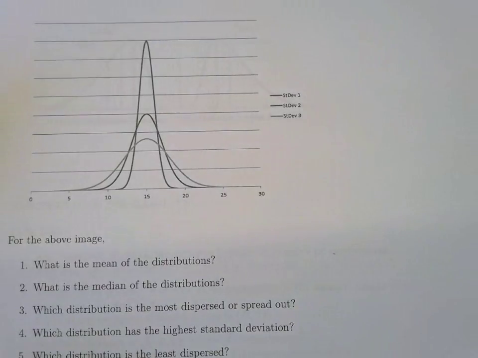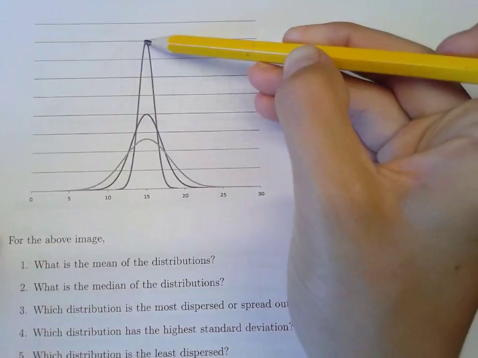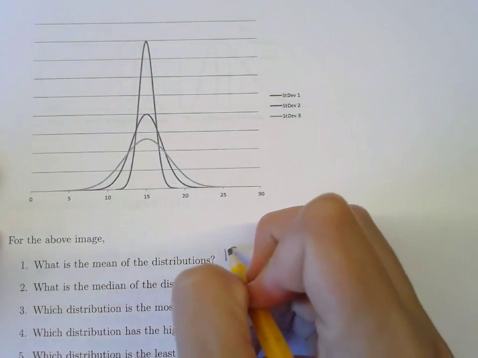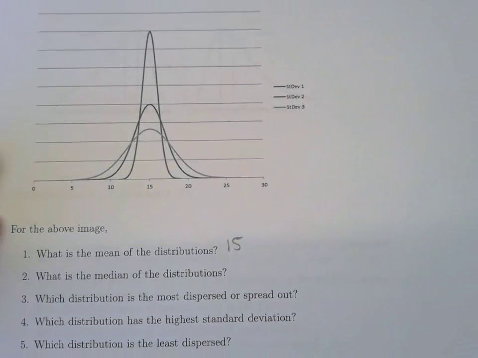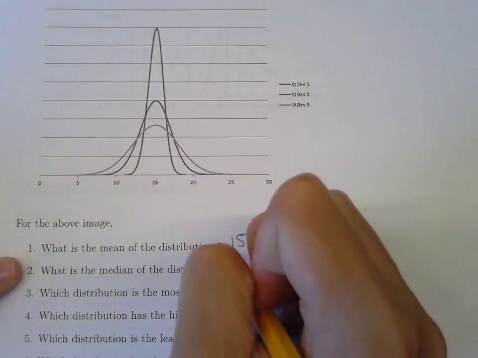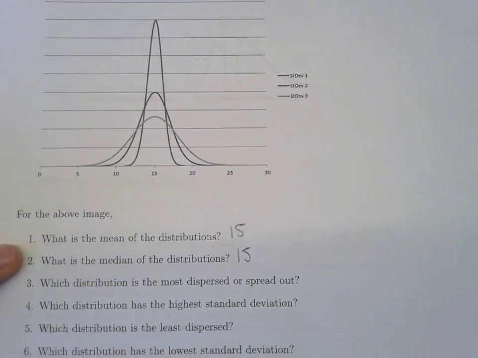It says for the above image, what is the mean of the distributions? Remember, the mean falls directly in the center. It's also the highest value of each of these. So it would be the value here, here, and here, which represents 15. What is the median of the distributions? Remember, the mean, median, mode, and mid-range are all in the middle, so the median would also be 15.